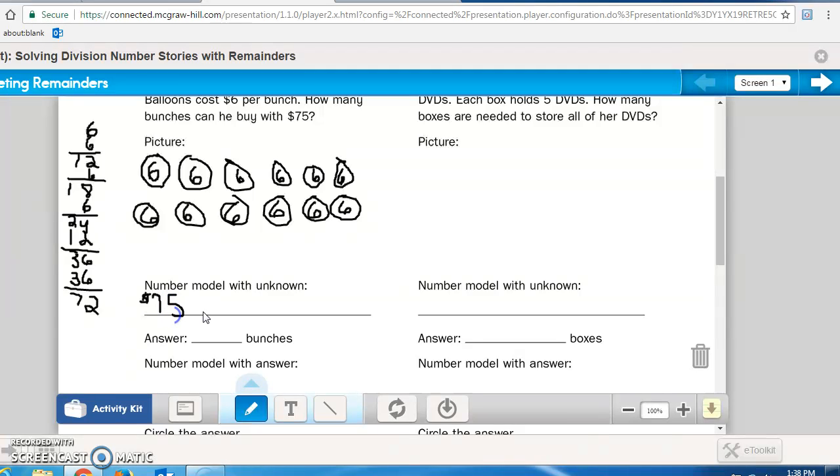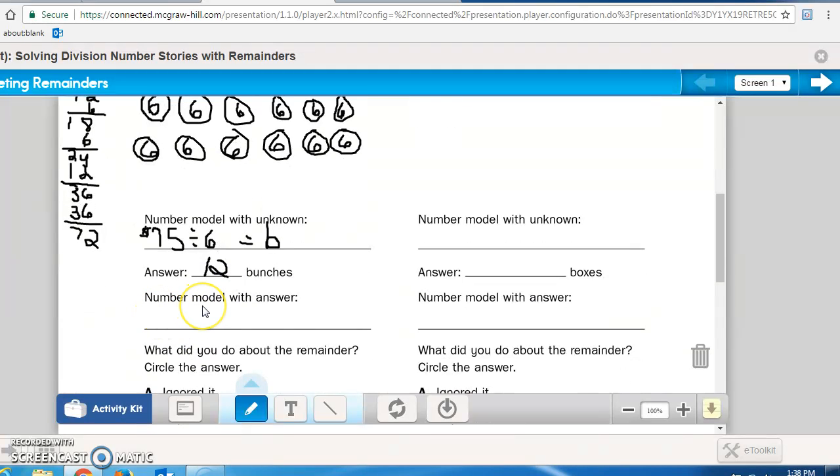My number model was, well, I had $75, and I knew I was going to have to divide it by 6 to get how many bunches, so I'm going to make the unknown a B for bunches. My answer was 1, 2, 3, 4, 5, 6, 7, 8, 9, 10, 11, 12 bunches. Let's go down. The number model with the answer was actually $75 divided by 6 equals 12.